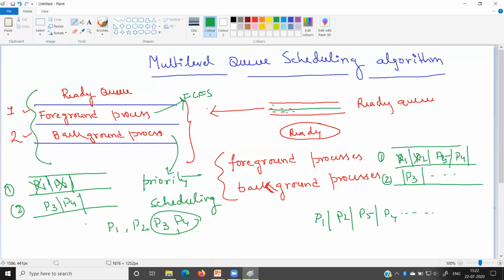So what will be the problem? No process from the background queue will be selected for execution. So P3 will wait for an indefinite period of time. This is the major problem of the multi-level queue scheduling algorithm. To solve this particular problem, we will go for the multi-level feedback queue scheduling algorithm.